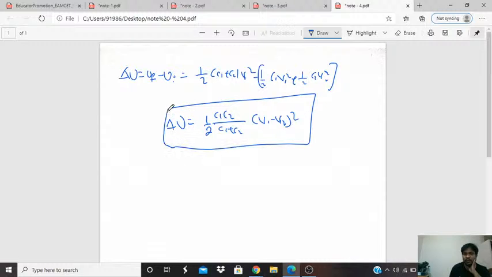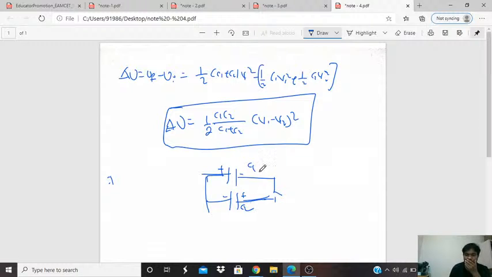Loss in energy. Very important. Suppose in the first case, negative and positive plates are connected. Suppose they are interchanged, so that the positive plate is connected to the negative plate. Interchange.